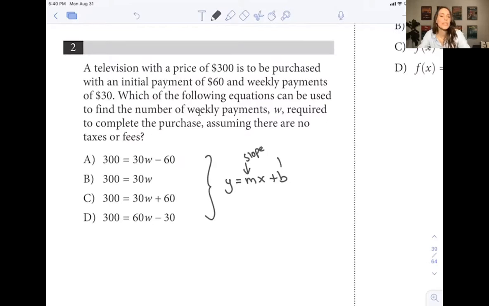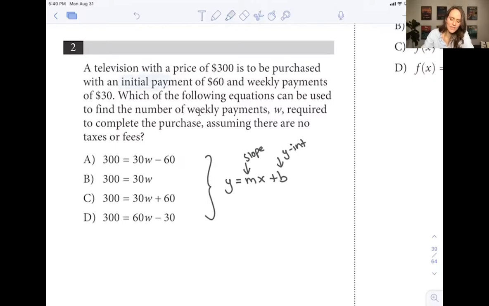So as we read this word problem, we just need to figure out which part's the slope and which part is the y-intercept. So we see here a television with a price of $300 is to be purchased with an initial payment of $60.